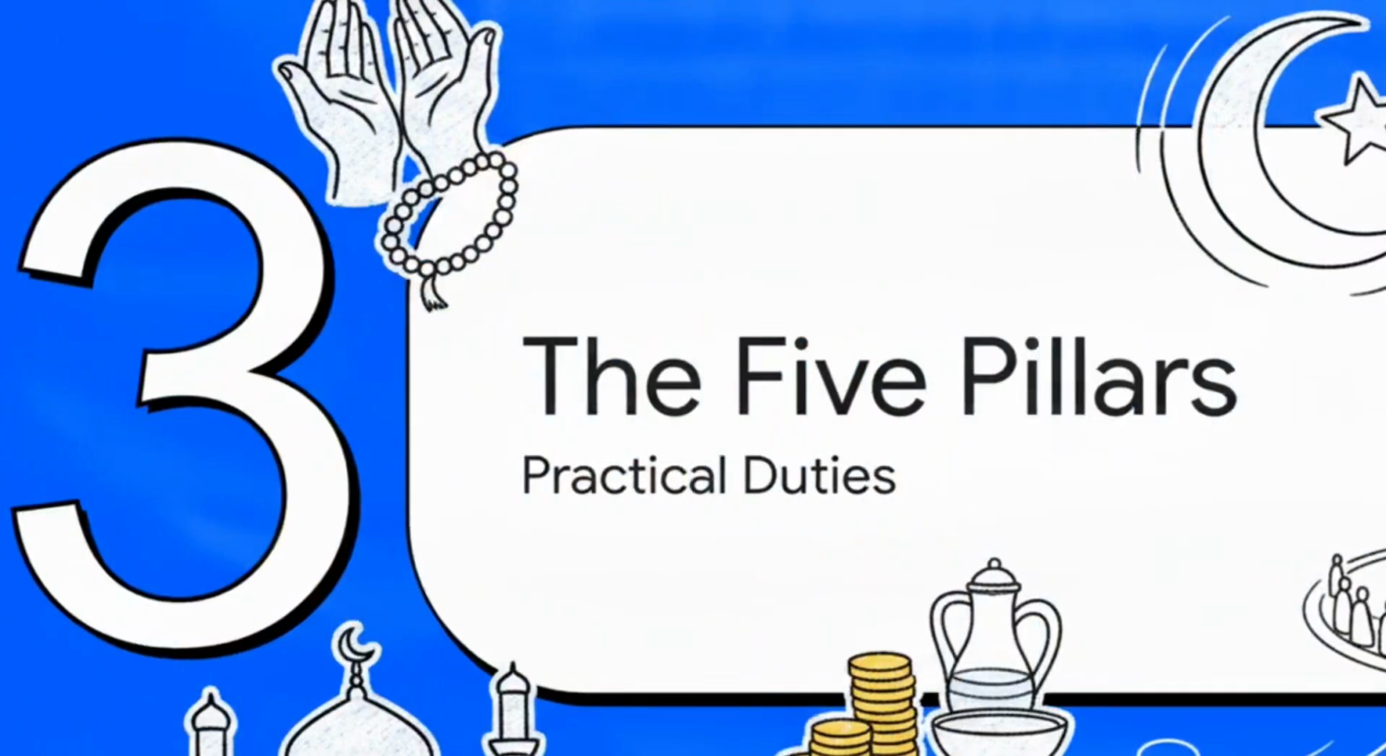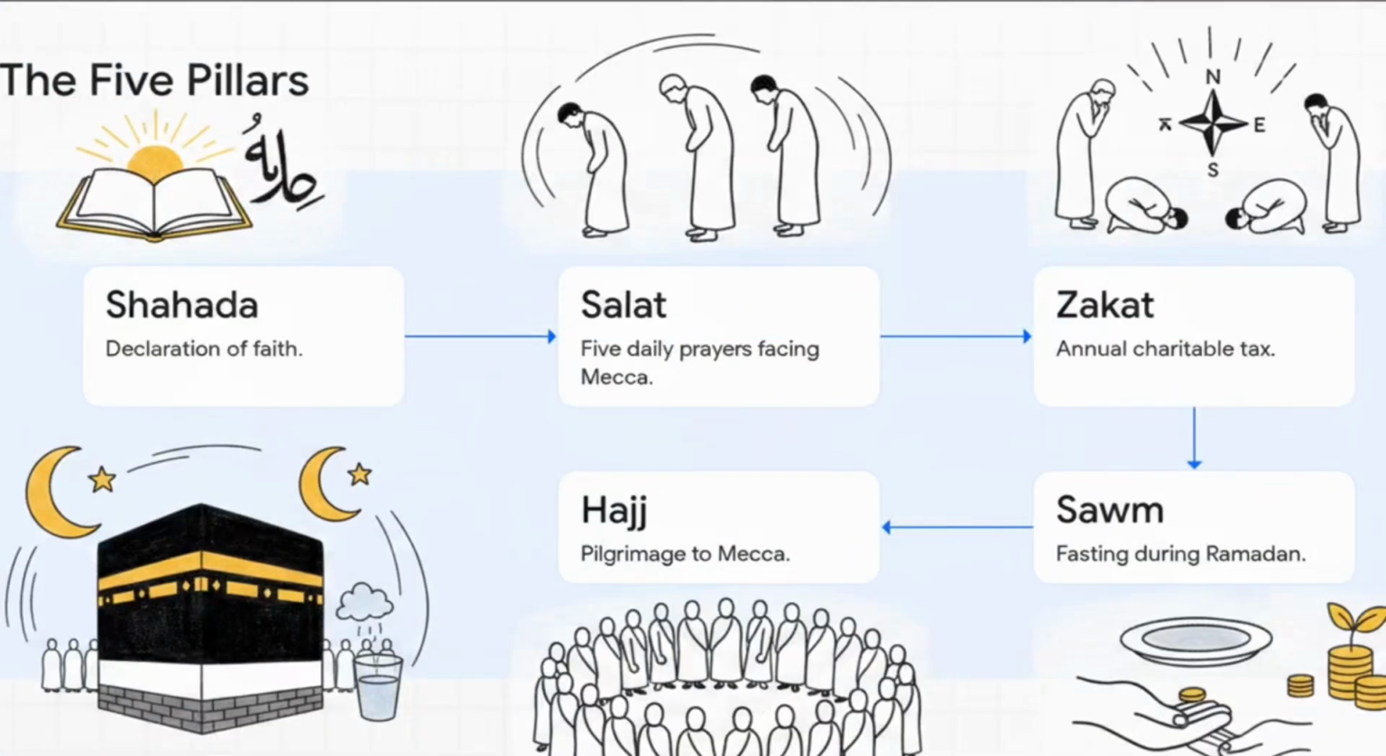Section 3. The 5 pillars. With the internal faith established, we're now going to look at the physical, day-to-day actions required by the religion. These 5 steps form the absolute blueprint for a Muslim's daily life. It kicks off with the Shahada, which is the simple declaration of faith. Then comes Salat, a rigorous physical and spiritual routine of praying 5 times a day facing Mecca. Then we have Sawm, the highly introspective month of fasting during Ramadan. And finally, the Hajj, the requirement to make a pilgrimage to Mecca at least once in a lifetime if you're physically and financially able to.